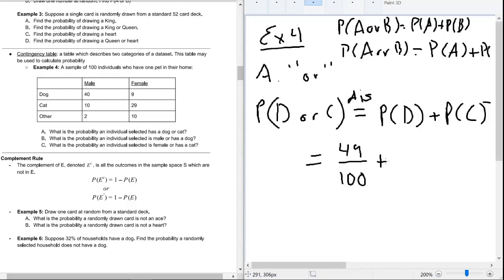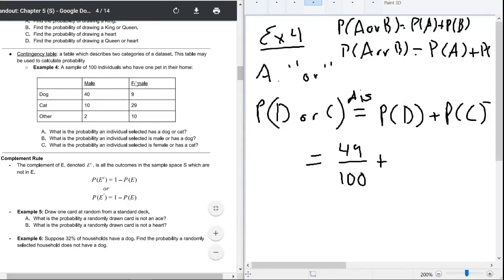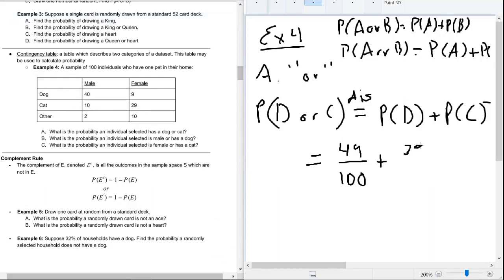Plus, and then similar here with cat, we don't care if the individual is male or female. All we want to know is how many cats are in the data set. So here, 10 plus 29, that's 39. So we add these probabilities together. That's going to be 88 out of 100. We can call that 0.88.